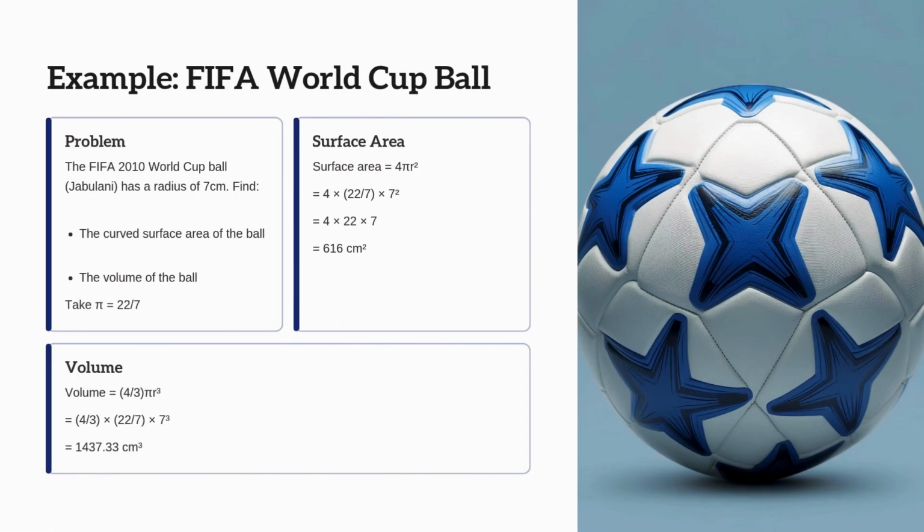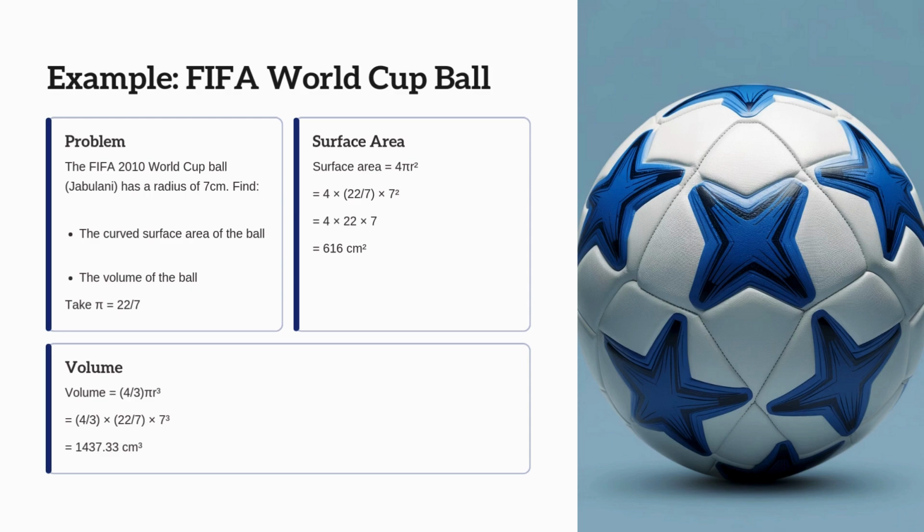Example: FIFA World Cup ball. Problem: FIFA 2010 World Cup ball, Jabulani. The ball has a radius of 7 centimeters. We are asked to find the curved surface area of the ball and the volume of the ball. Take pi equal to 22 over 7.